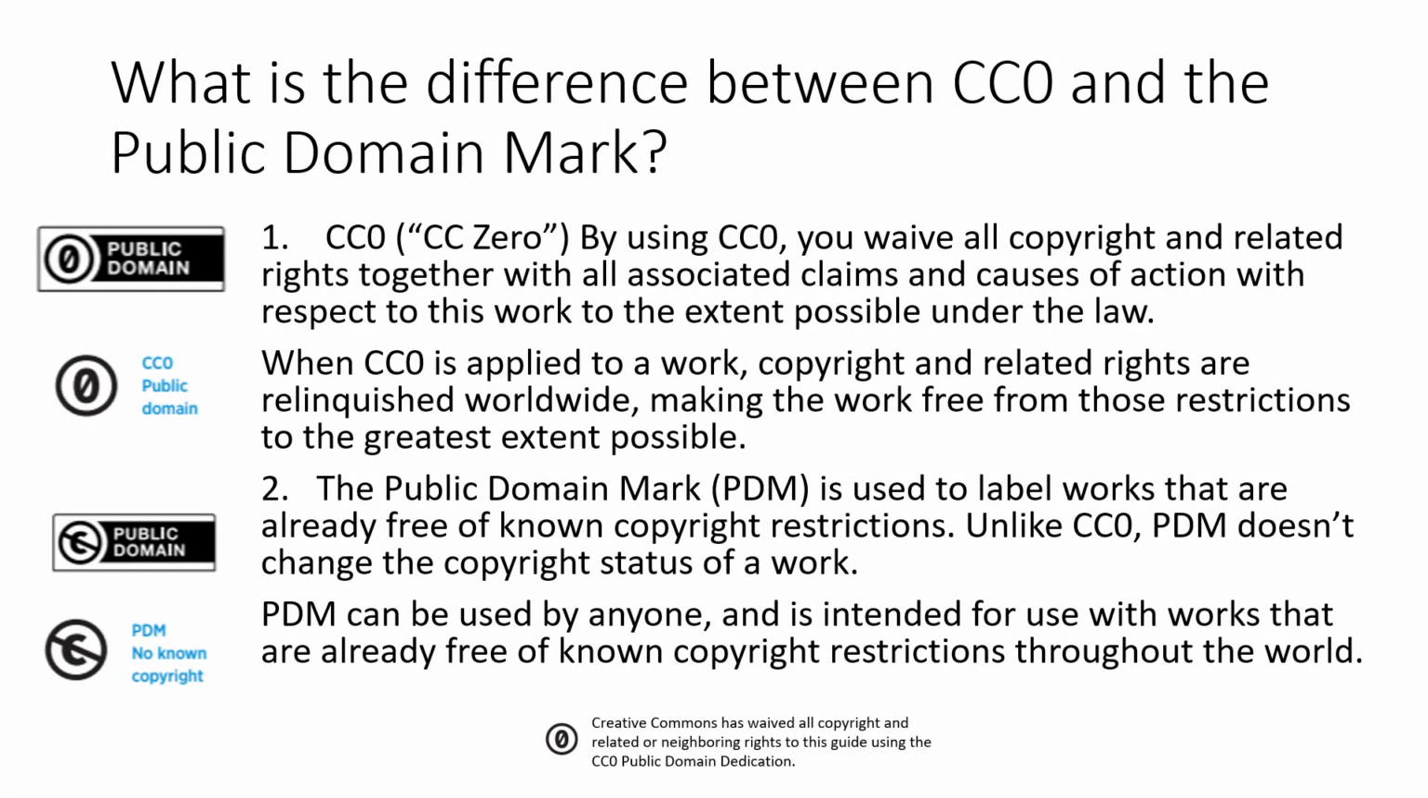So now let's dive into the 2 remaining licenses that are discussed by Creative Commons and seen throughout the world. And those are the public domain marks. And there are actually 2 of them. You'll see on the left a circle with a 0 through it and public domain, and then you'll see one with a C and a cross through it with public domain written into it. So the very first one, CC0: by using this license, you as the creator waive all copyright and related rights together with all associated claims and causes of action with respect to that work to the extent possible under the law, under the copyright law.